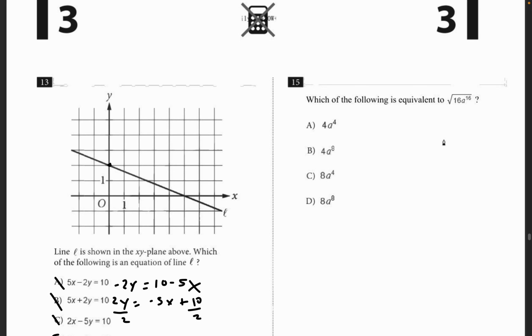Which of the following is equivalent to this? Okay, so we could split this up. It could be the square root of 16 times the square root of a to the 16, or we could say 16 to the 1/2 power times a to the 16 over 4, and then you just simplify. So the square root of 16 is 4, right? 4 times a, and the exponent, 16 over 4, that's 4a to the 4th power. 16 divided by 4 is 4. So that will be a.